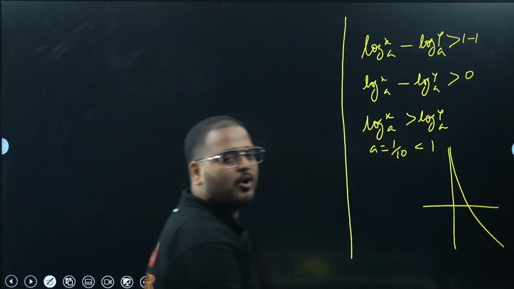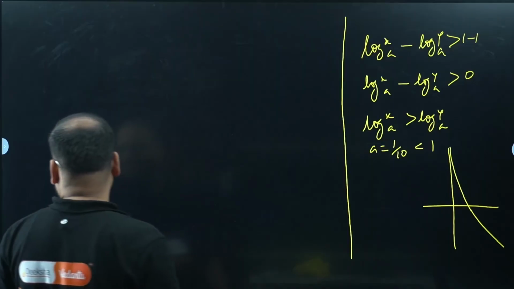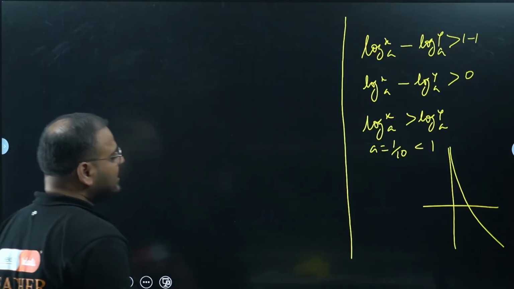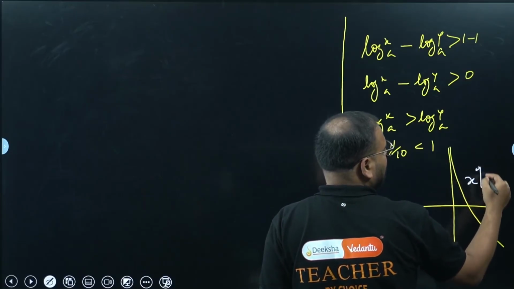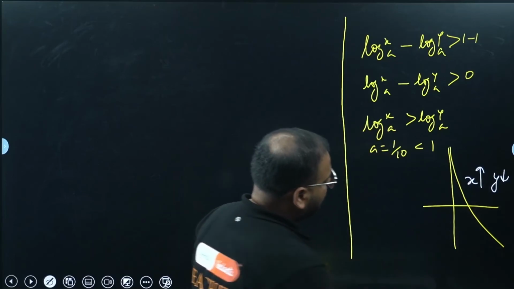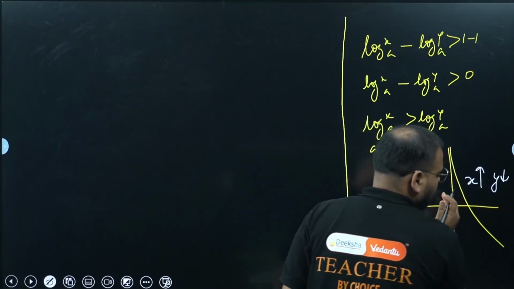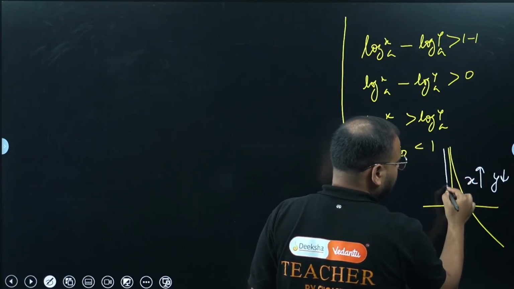This is the log graph if the base is less than 1. What is the understanding over here? As x increases, what happens to the y coordinate? Y coordinate decreases. Because if you increase the x value, if you go on the right side from the origin, what happened to the y-axis? See, y is coming down.